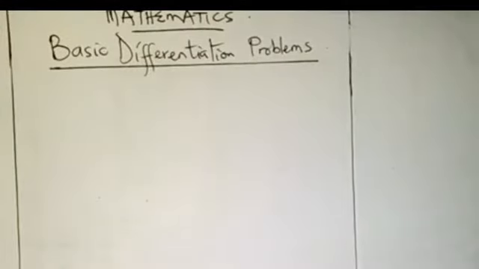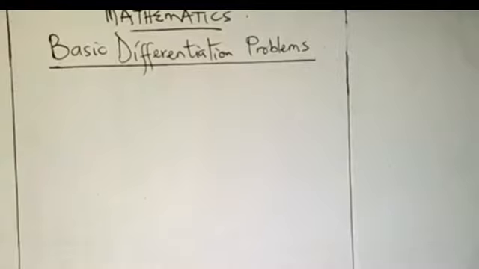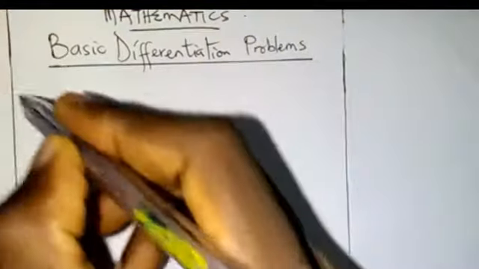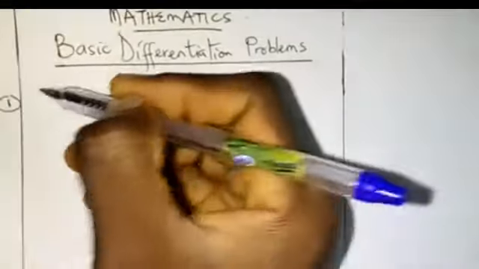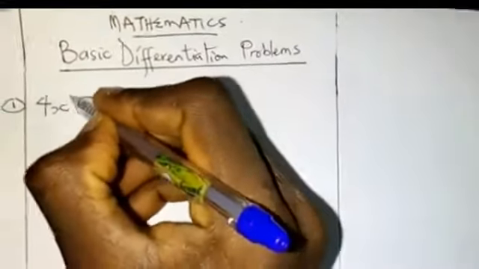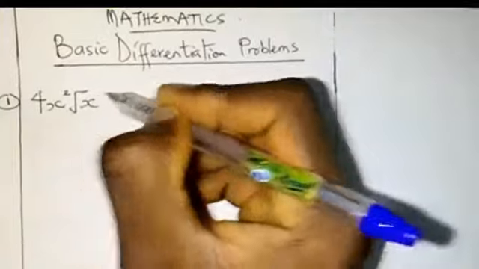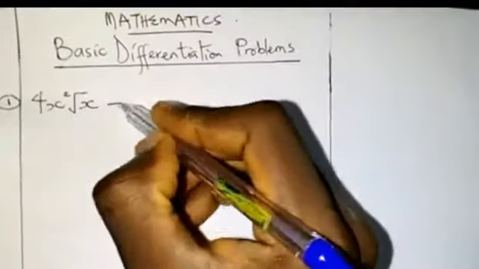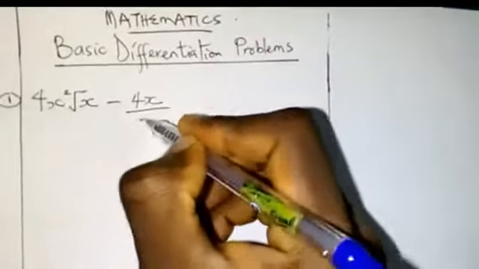In this video, we'll be learning how to find the derivative of some certain functions. Now the first question: 4x squared root x minus 4x over x cubed.